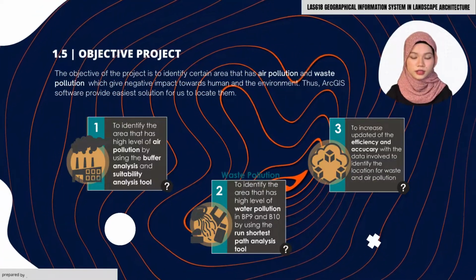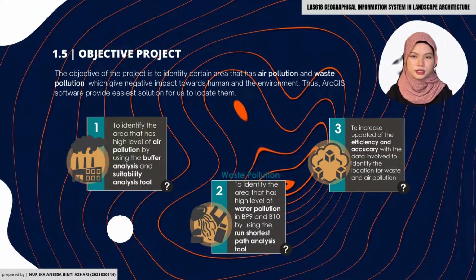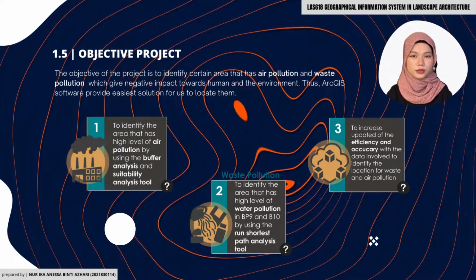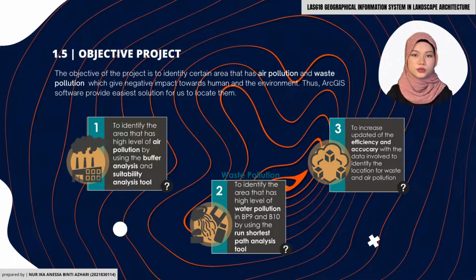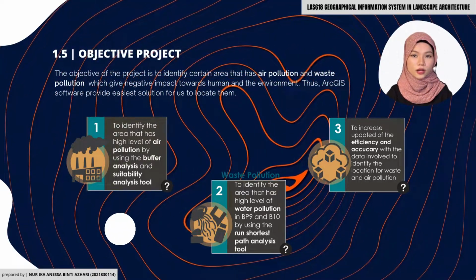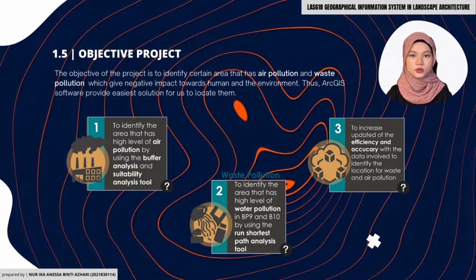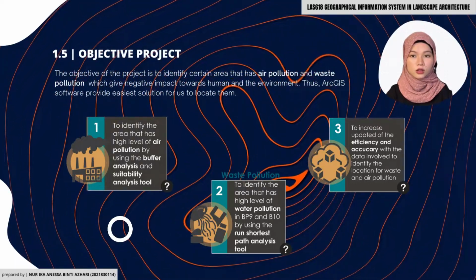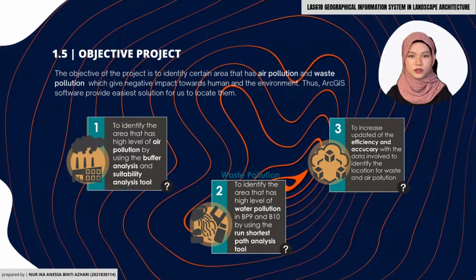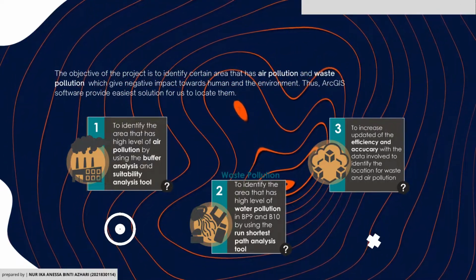The objective is to identify the certain areas that have air and water pollution that give negative impact toward humans and the environment. Buffer analysis tool and suitability analysis tool are used to identify air pollution, while the run shortest path analysis tool is to identify water pollution. All of these will increase the efficiency and accuracy of the data involved to identify the location of those pollutions.